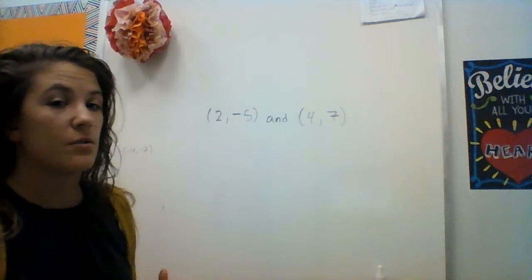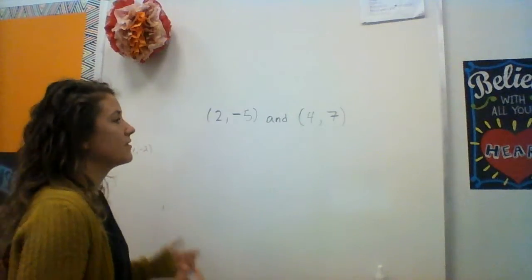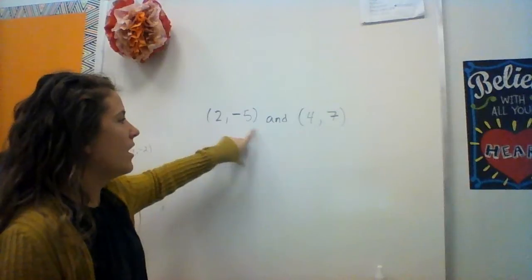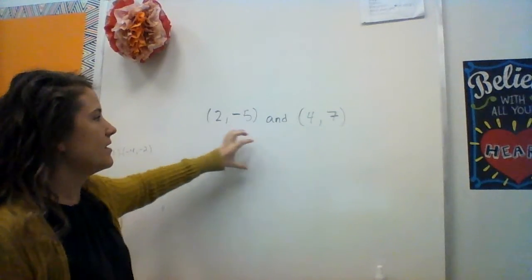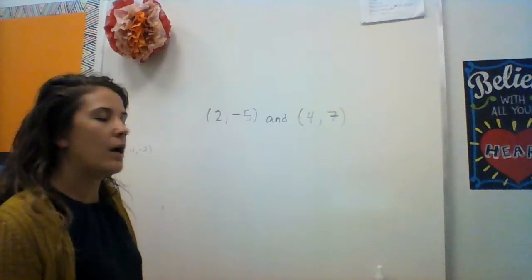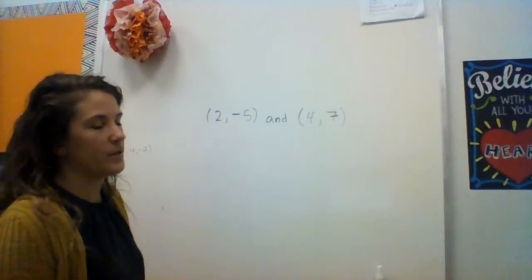This is just a really short video reviewing how to find the slope if you are given 2 points. So if I'm given the point (2, -5) and the point (4, 7), I want to find what's the slope if a line goes through both of these points. I want to figure out at what rate this line is increasing or decreasing.